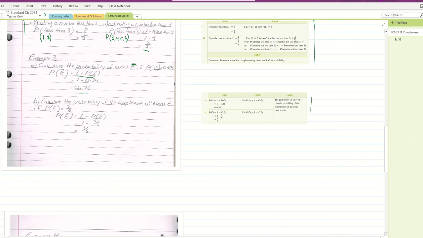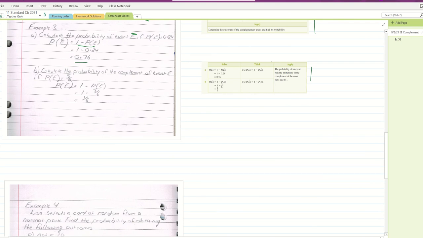So again, that's there. And then finally, calculate the probability of the complement of event E if P(E) equals 5 on 6. So what we've got there is the probability of the complement of event E is 1 minus the probability of E. They've told us the probability of E is 5 on 6. So it's 1 minus 5 on 6, which is 1 on 6. And again, that logic is in here.